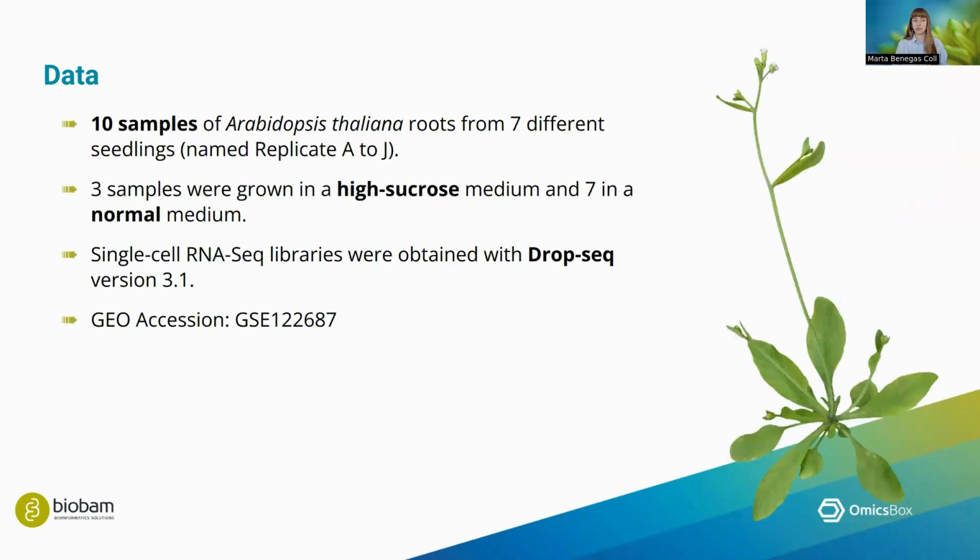For this demonstration, I will be using a dataset of 10 samples of Arabidopsis thaliana roots from 7 different seedlings named replicate A to J. 3 of those samples were grown in a high sucrose medium and 7 in a normal medium. The single cell libraries were obtained with the Drop-seq library construction technique.